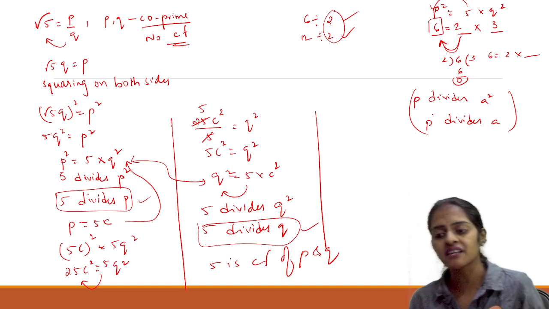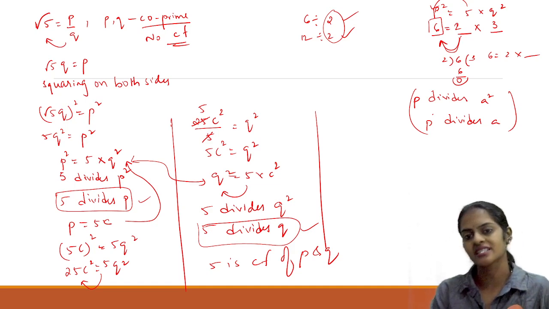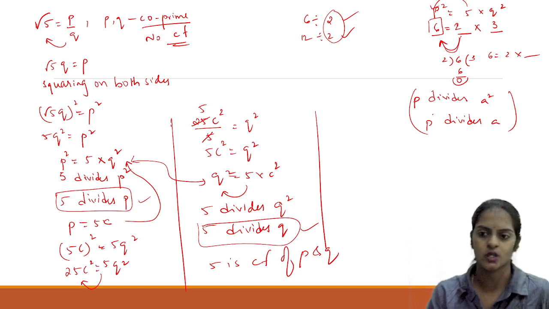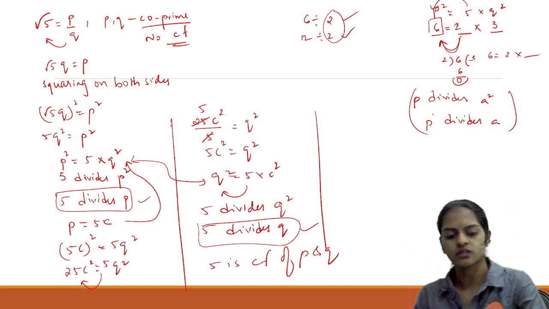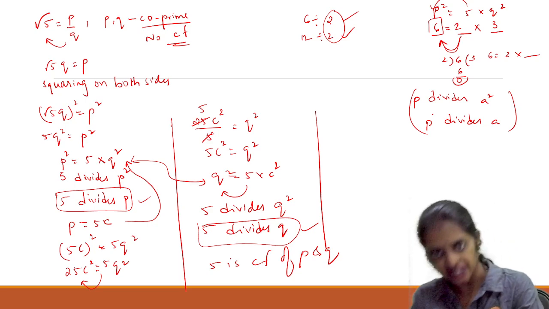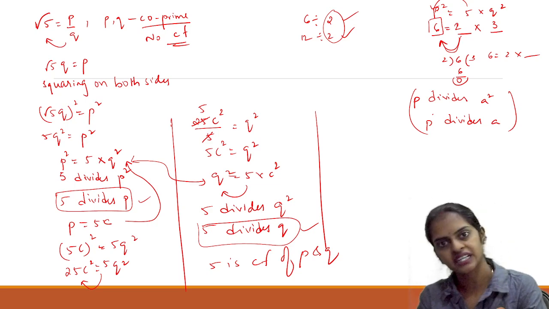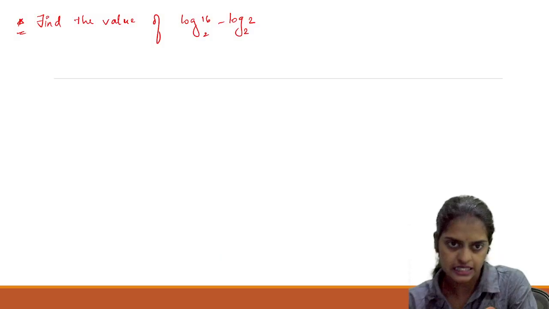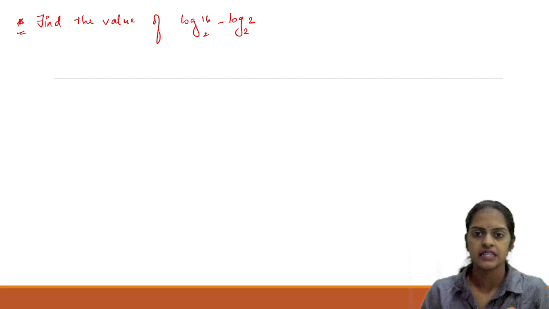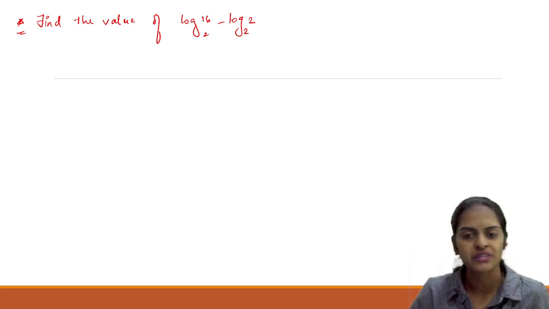And why did we arrive at this contradiction? Because our assumption is wrong. Okay? So therefore, you conclude that root 5 is irrational. Clear? So let's proceed to the next. Yes. Let's enter into logarithms now.